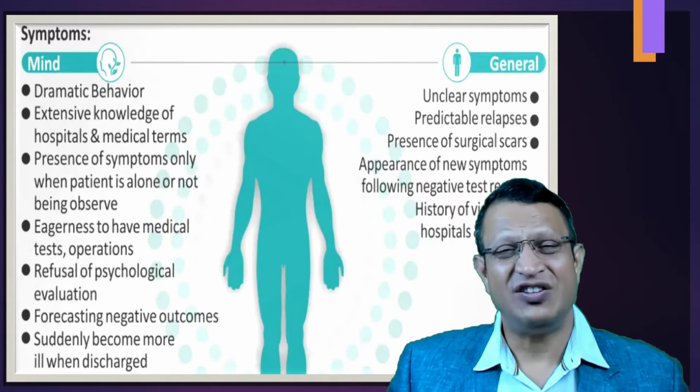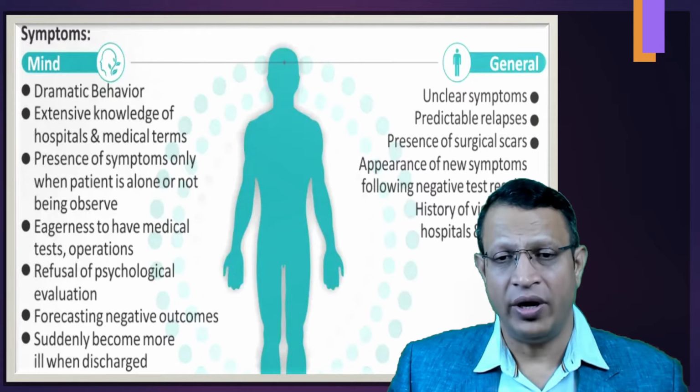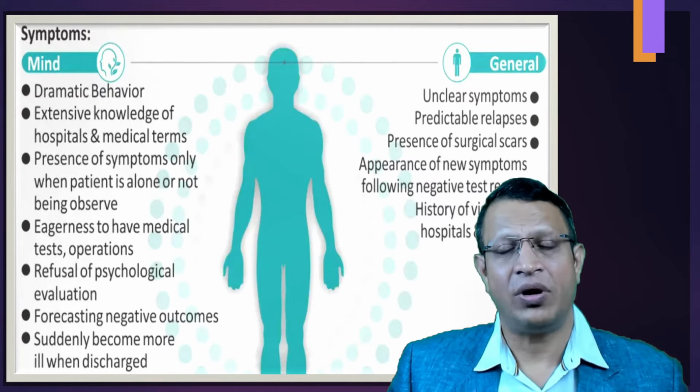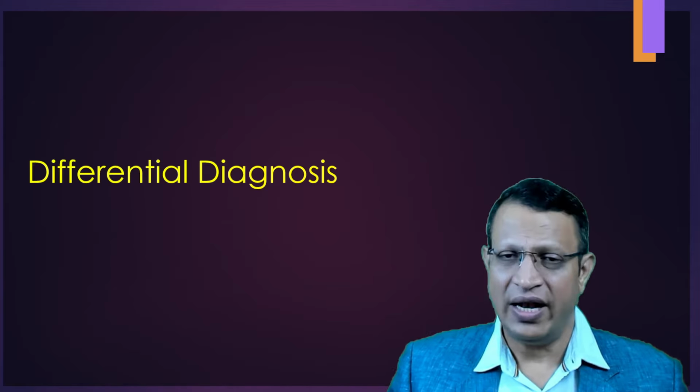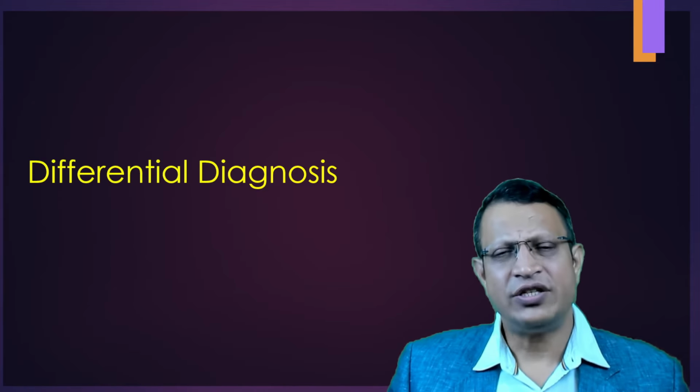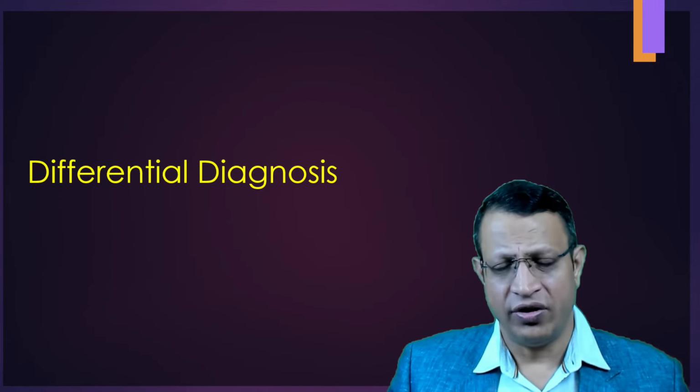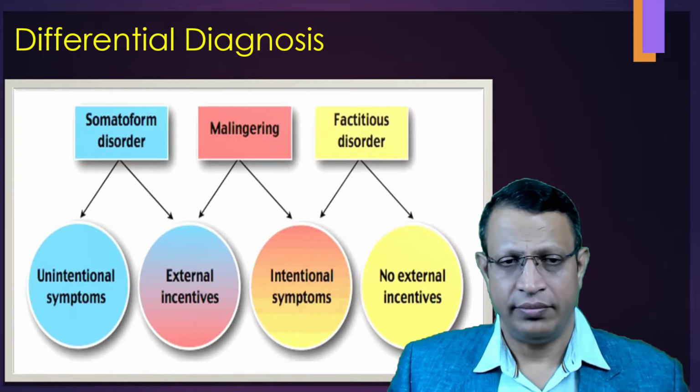And you can see the presence of multiple surgical scars over the body, and the appearance of new symptoms, invariably whenever you confront them with negative tests. A history of visiting many hospitals and doctors is well known. Now let's look into the various differential diagnoses of Munchausen syndrome.